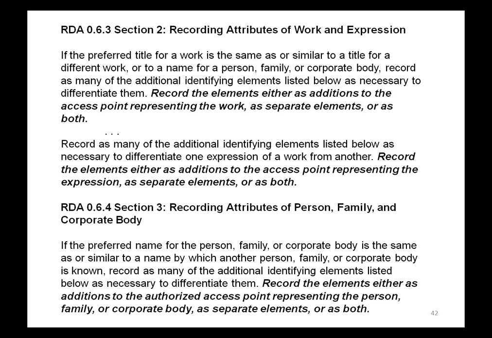RDA does not require that these elements actually have to be recorded as separate elements. They can be added to the access point, and that satisfies the requirements that are spelled out in 0.63 and 0.64. Now, in the following slides, the separate element is shown in authority records simply to show the possible use of the new MARC fields for the element. But just note that including these separate elements is optional because the required elements are always included in the authorized access point, at least according to the Library of Congress policy statements for 0.63 and 0.64.